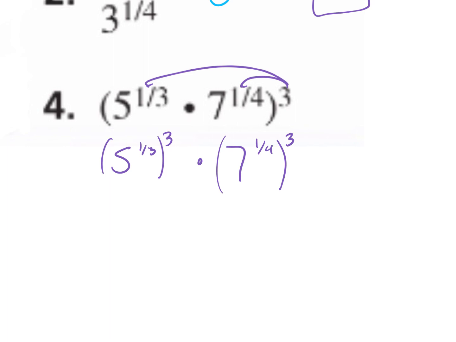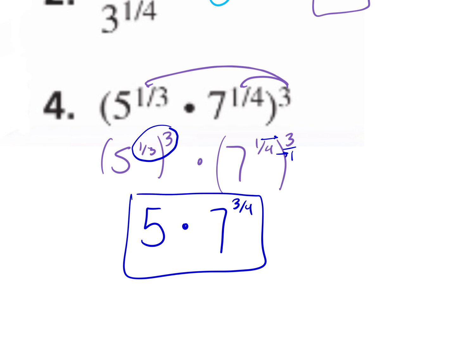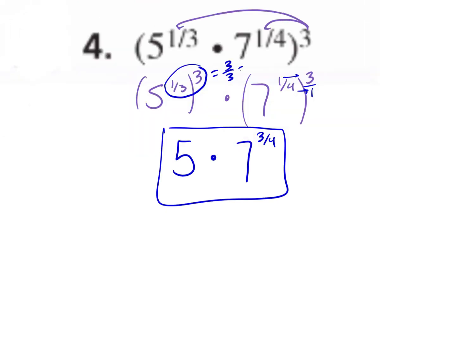So what do I do now when I have a power raised to a power? Multiply. So what's 1/3 times 3? 3 over 3, which is 1. So it'd be 5 to the power of 1, which is just 5. Times 7 to what power? 3/4. Perfect. If you want, make it a fraction, then multiply the tops together, multiply the bottoms together. This would be our answer. 3 over 3, which was 1. We wouldn't write 5 to the first power.